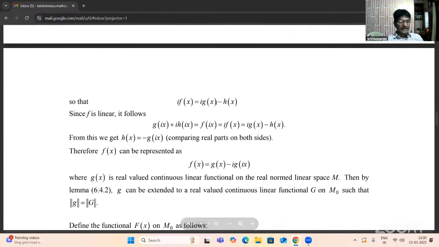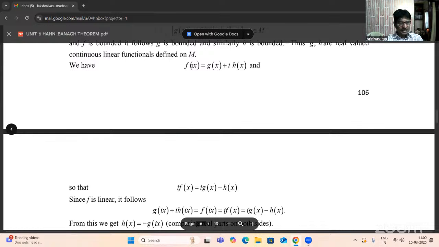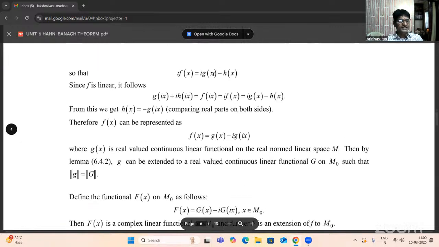So in the above concept, the complex function is multiplied by i: i into f of x equals i g of x minus h of x, since i into i is i square, and i square is minus 1. So that's why minus h of x is here. So g of ix.